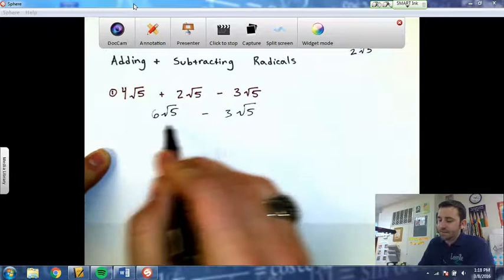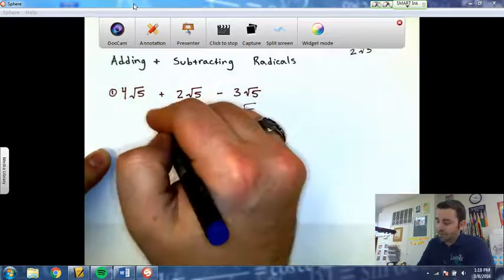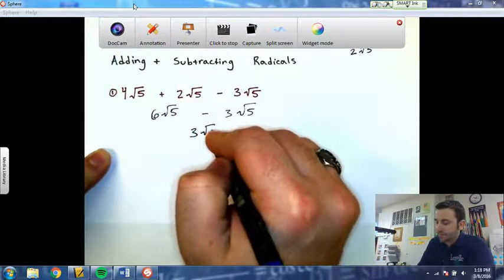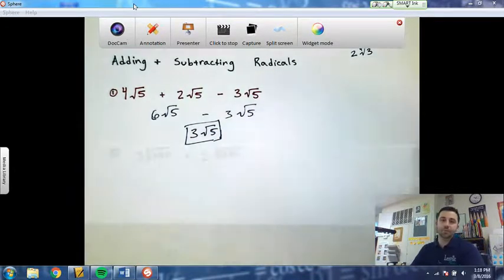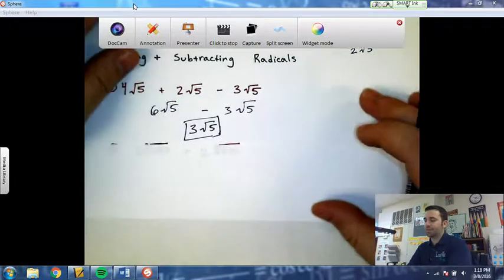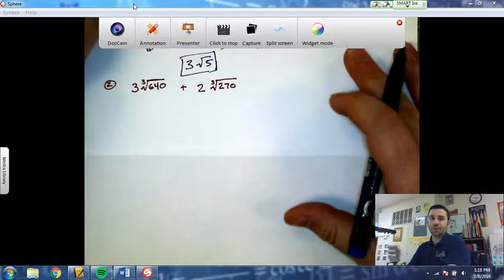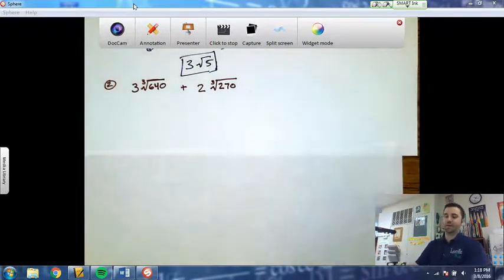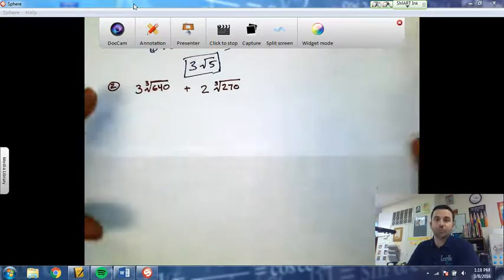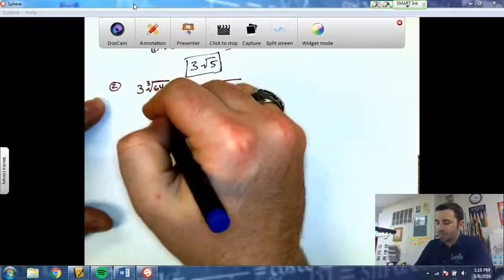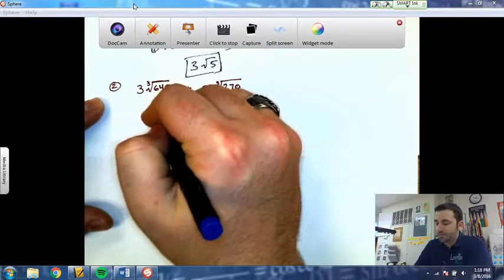And then 6 root 5 minus 3 root 5 would simplify to 3 root 5, which is what this would simplify down to. So now let's say we have an expression where we don't have a common radical, a common like term, for instance. So the way we'd break that up is to simplify first.